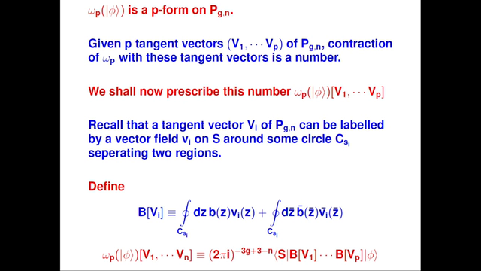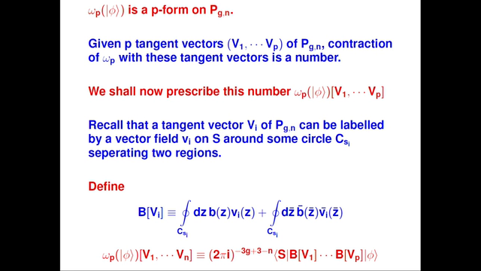So, what we need to do to specify a p form omega p is the following: given p tangent vectors of PGN, we have to specify how to contract omega p with these tangent vectors. The contraction of omega p with these tangent vectors is a number. So, if we specify this number for every choice of p tangent vectors of PGN, then you have defined omega p. Is this clear? So, I will now describe what this number is.